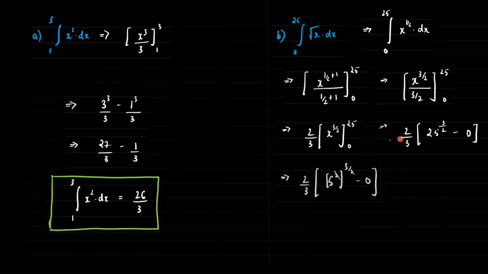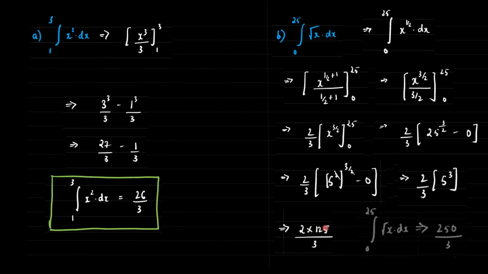Now 2 over 3 multiplied by 25 raised to the power of 3 over 2. 25 can be expressed as 5 raised to the power of 2, whole raised to the power of 3 over 2. Now the powers can be cancelled out, so you'll be getting 5 raised to the power of 3. 2 over 3 multiplied by 5 raised to the power of 3. 5 raised to the power of 3 is 125. 2 multiplied by 125 over 3, which is 250 over 3. Integral of square root of x from 0 to 25 would be 250 over 3. This is going to be your final answer.